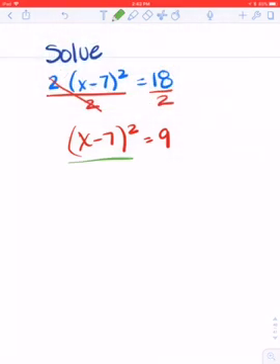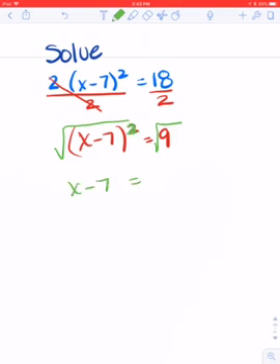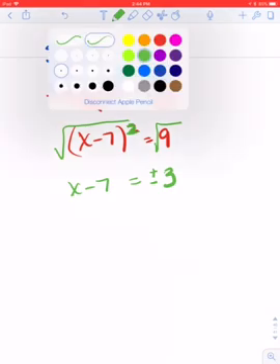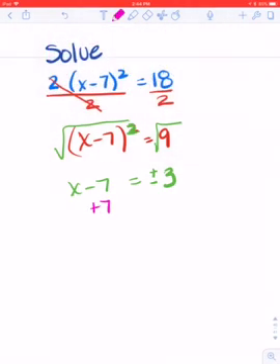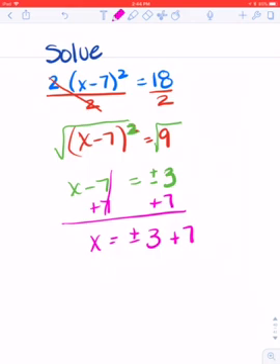Now I have the x squared part by itself, so I'm going to do the square root of both sides. So the square root and this squared right here cancel each other out, so it's x minus 7. Square root of 9 is a perfect square of 3, so I'm going to have my plus and minus in front of it. Then I've got to get x by itself, so I'm going to get rid of this minus 7. So I'm going to add 7 to both sides. So x equals plus or minus 3 plus 7.